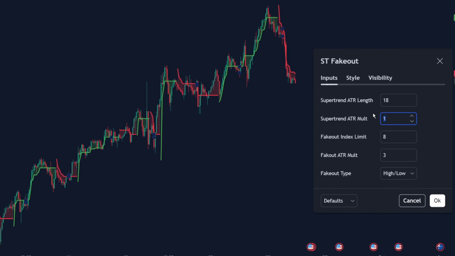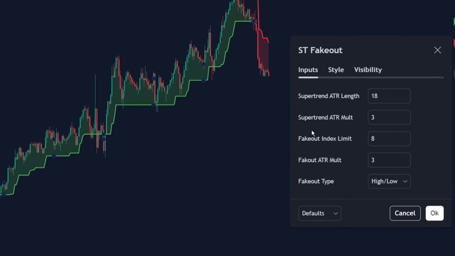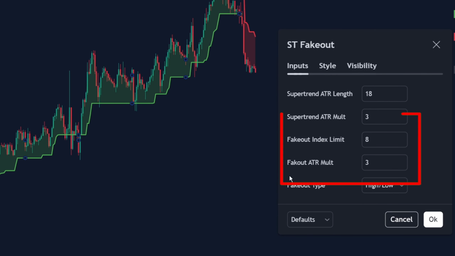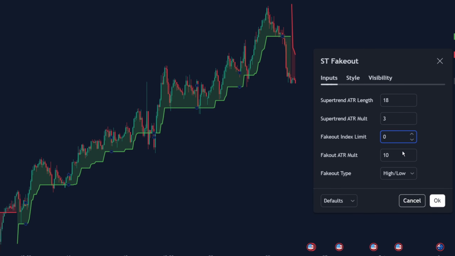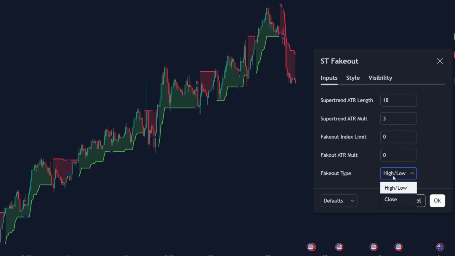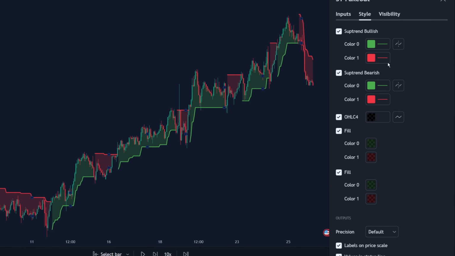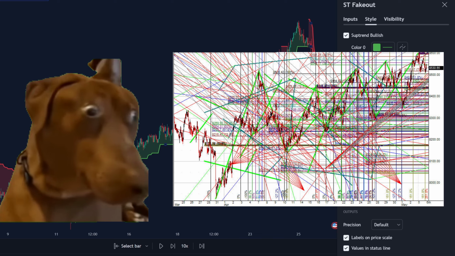Now let's get to the part that makes this indicator special, the fakeout filter settings. The higher both these values are, the more fakeouts will be spotted. And if we set it to 0, it will look just like the regular supertrend. You can also change the fakeout calculation method, but for my testing, I just had it at high-low. In the Styles tab, you can change all the line colors and widths to make everything look clear. Make sure it doesn't blend in with the candles or make a big mess, because it might slow you down.